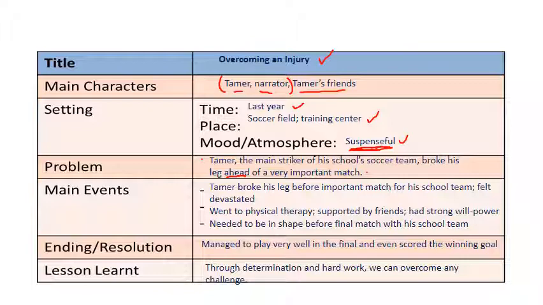You can put 4 instead of 3, but I stuck to 3, it was enough. Tamer broke his leg before important match for his school, felt devastated. Notice, phrases, not complete sentences, just quick ideas. Went to physical therapy. Phrase, supported by friends, had strong willpower, needed to be in shape before his final match with school team. Ending resolution, managed to play very well in the final and even scored the winning goal.